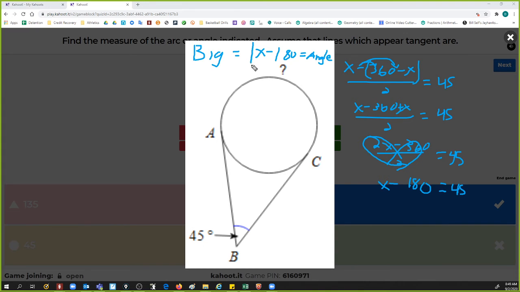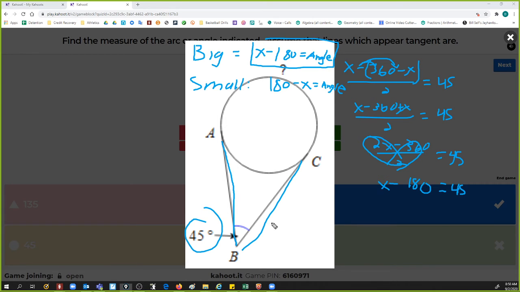That's exactly what I did. But if they ever ask you for the small arc, you're going to write 180 minus x is equal to the angle. This is the easiest I can make it for you, okay? These only apply to problems where they have two tangents and they're only giving you the angle on the outside. So you're either putting x minus 180 or 180 minus x. Do you understand what I'm saying? If they want the big arc, it's x minus 180. For instance here, once I add 180, that's why the answer ended up being 225.